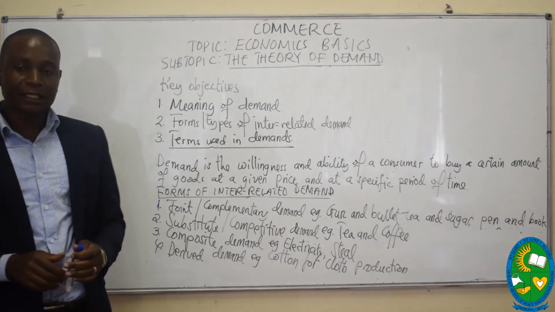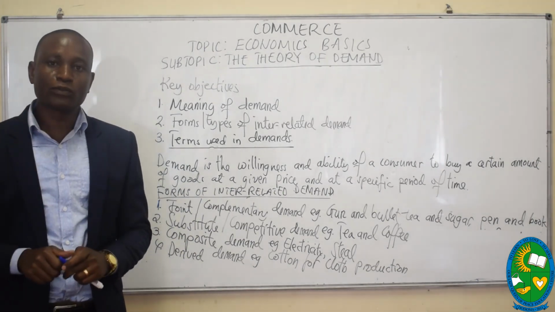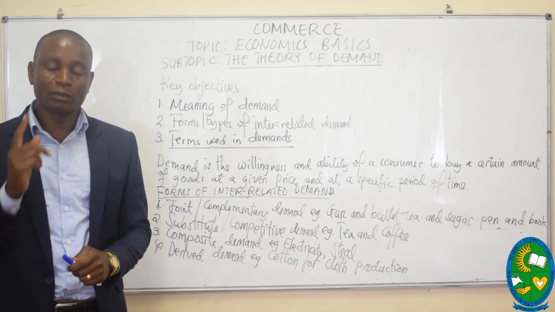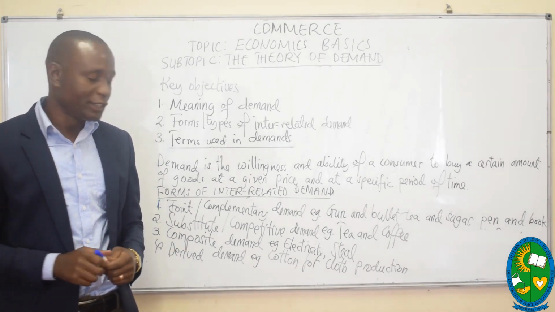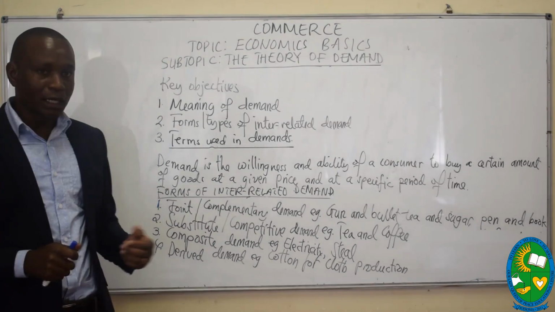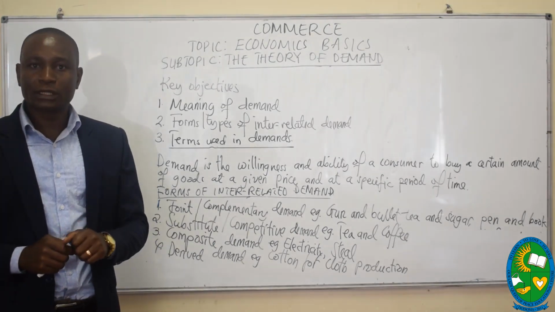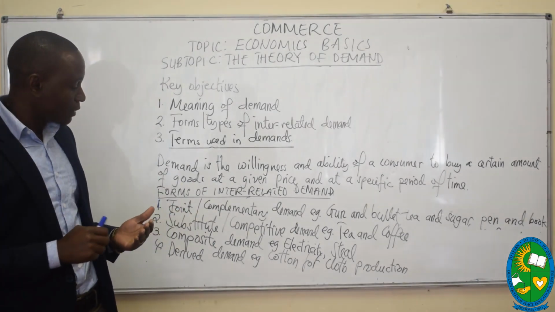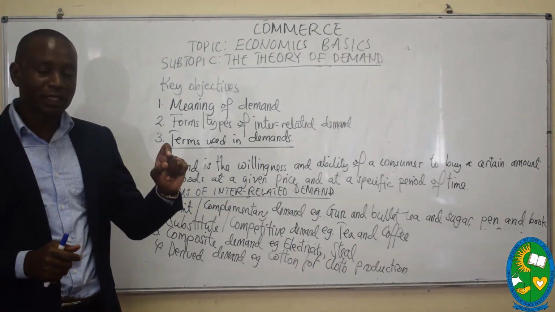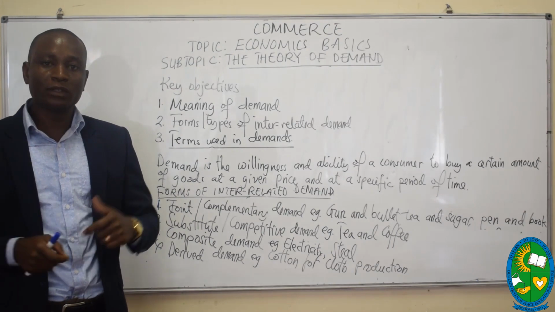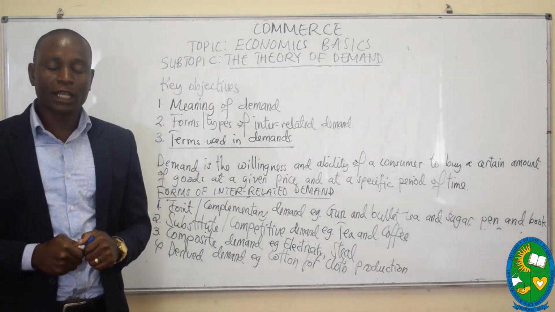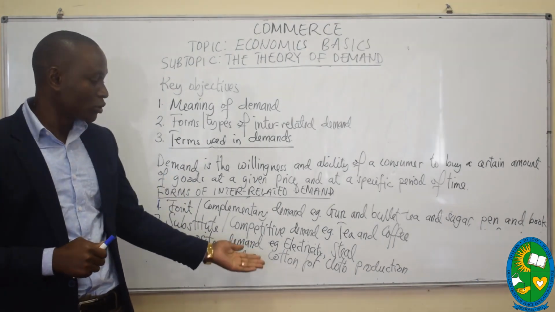The last form or type of interrelated demand is derived demand. What is derived demand? Derived demand is the type of demand where a good is needed as a result of the demand for another commodity. We need the commodity because it can produce another commodity that we need for use. For example, we can look at cotton.